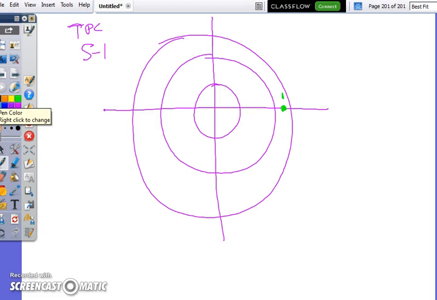Number 2, which is 3 negative 135 degrees. So 135 degrees would be here. 3 would put me right about here. Doing number 2.